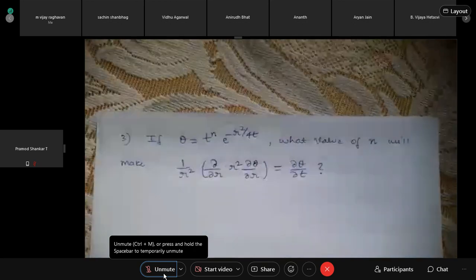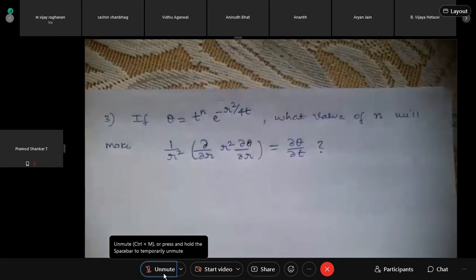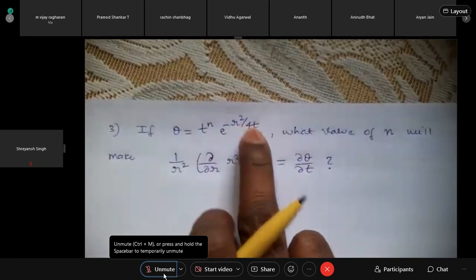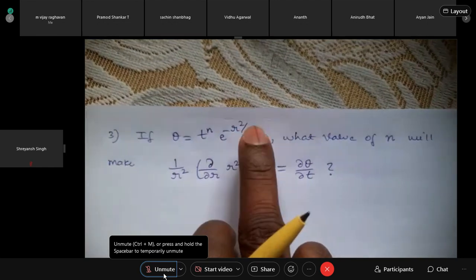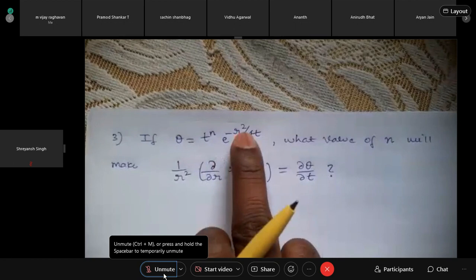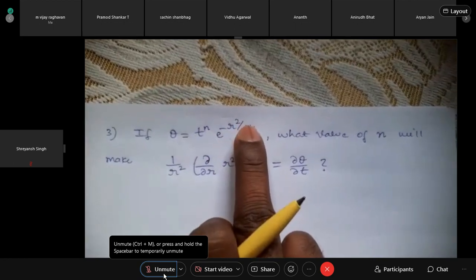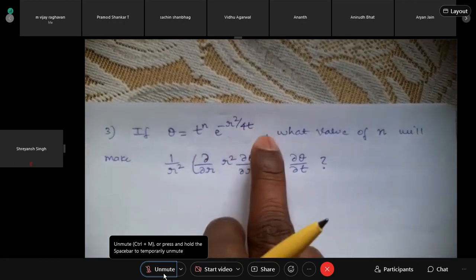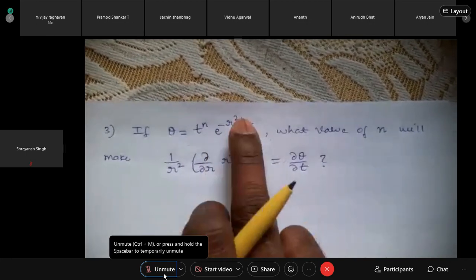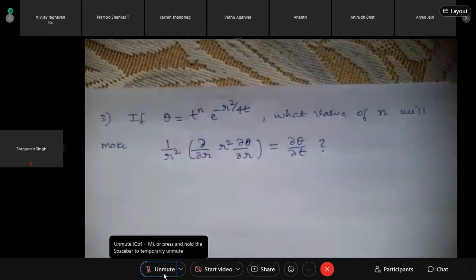Sir, it's e power minus r square by 4t, right? Okay, sir. All these terms, like r square by 4t, are in the exponential power here. It is not the entire thing divided by 4t. R square will be divided by 4t, that is in the exponential power.